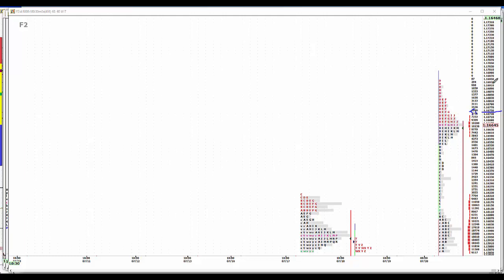1.1675, sell one. 1.17 even, sell two. 1.1650, buy one. 1.16 and a quarter, we'll just play market numbers, buy two.